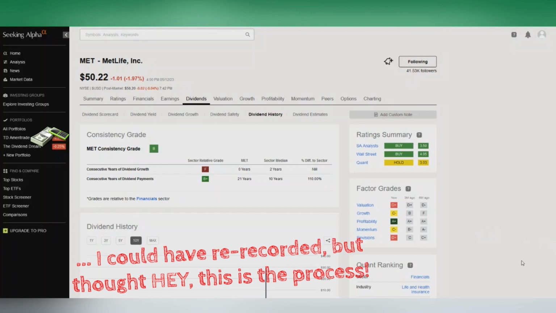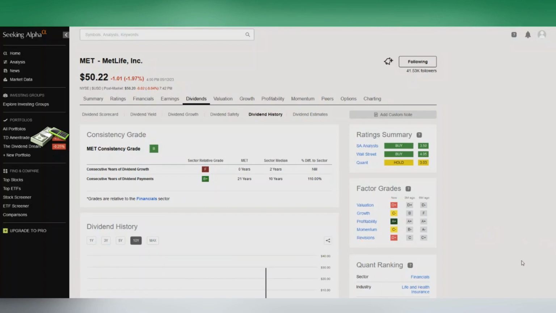Okay, so this is a good piece of bonus content. This is a great example of how when you look across Fidelity, TD, Dividend.com, Seeking Alpha, etc., you really need to check any number that doesn't seem right to you. And after I made my recording, I was thinking, what in the world? Met does not have 0 years of raising their dividend. That's not right. So I went back into Seeking Alpha. I went into dividend history, and you can see it says 0 right here with a grading of F. And that just is not right.